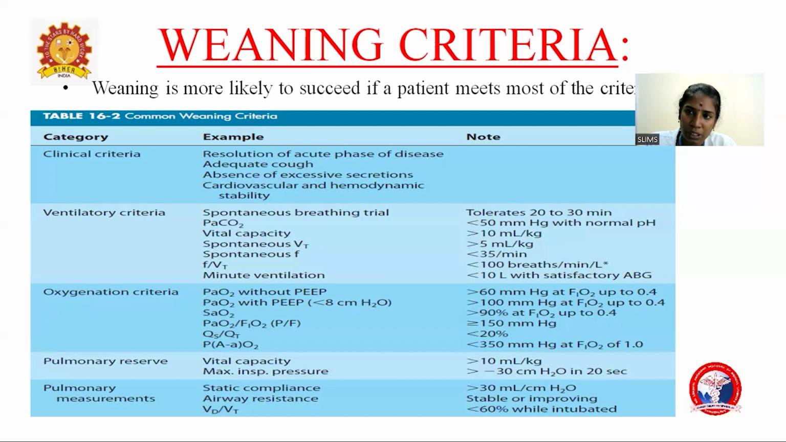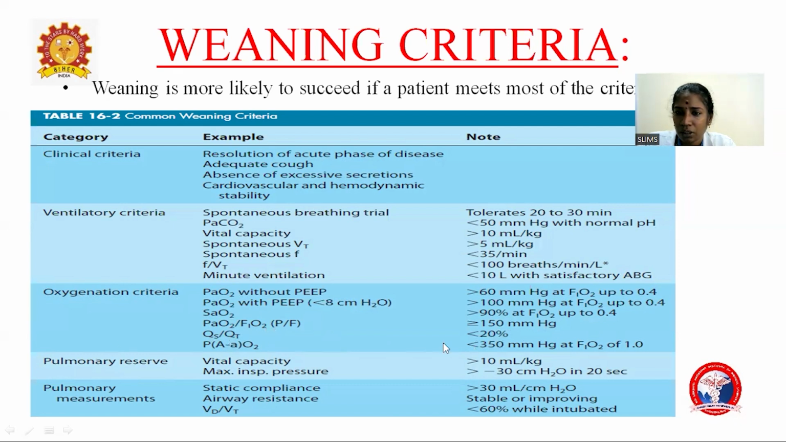Okay, if we are giving 100% oxygen to the patient, then it is difficult to take the patient off the ventilator. So we should first reduce the FiO2 to 40%. Then only we should go for the trial of weaning. Then moving on to the PaO2 by FiO2, the PF ratio should be less than or equal to 150 millimeter of mercury.